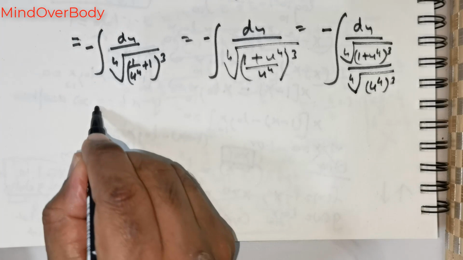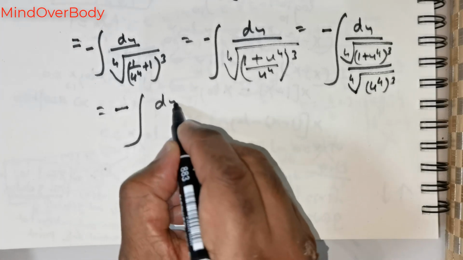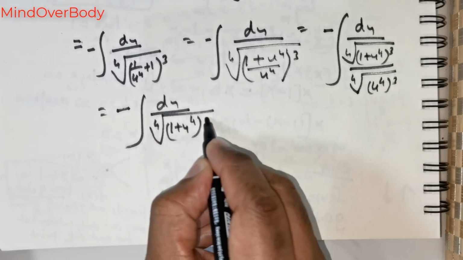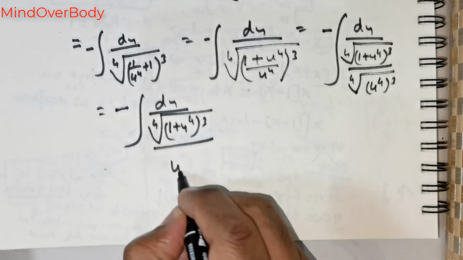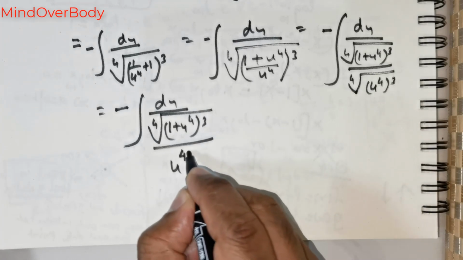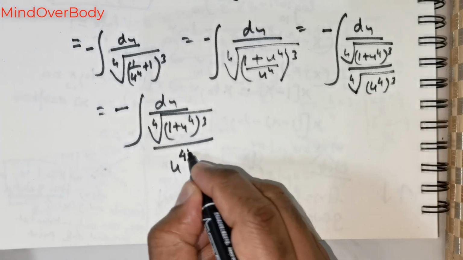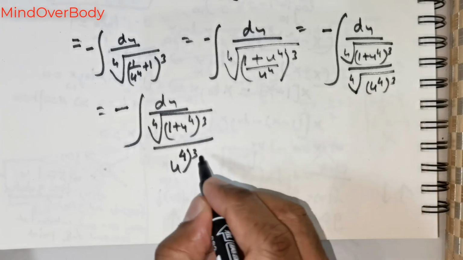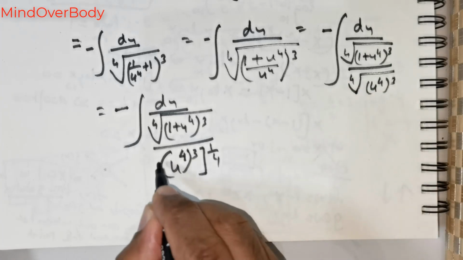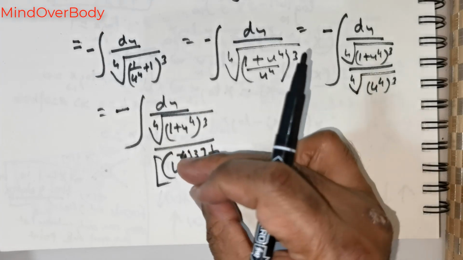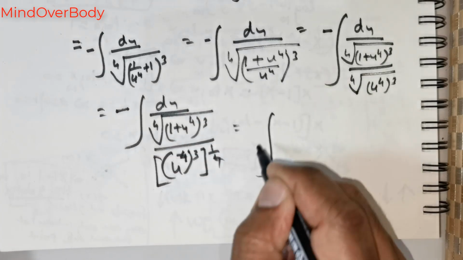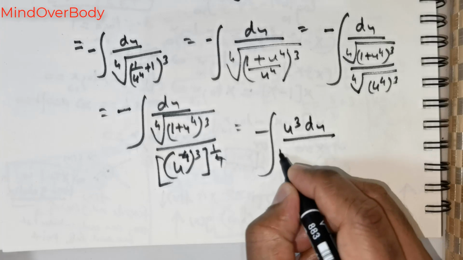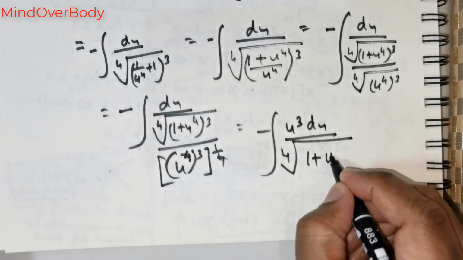Fair enough. This is going to be negative integral du over the 4th root of (1 plus u to the power of 4) raised to the power of 3, divided by, now this is going to be u to the power of 4, raised to the power of 3. So I'm just going to place the 3 like this, and this is in turn raised to the power of 1 over 4. So you've got a 1 over 4 over here. Now clearly this 4 and this 4 can be cancelled, and u to the power of 3 can be flipped, giving me negative integral u to the power of 3 times du divided by the 4th root of (1 plus u to the power of 4).